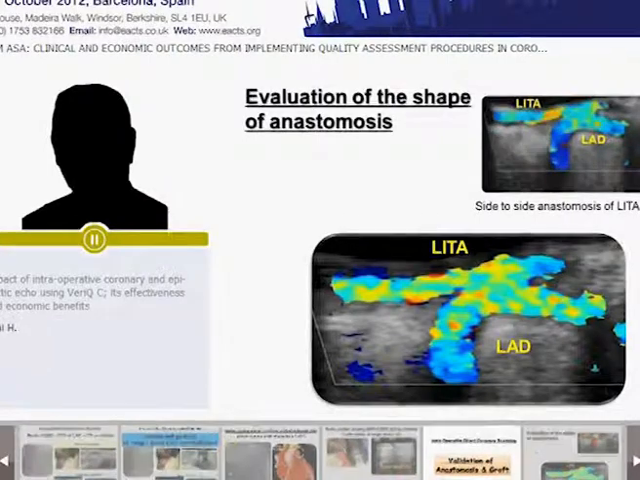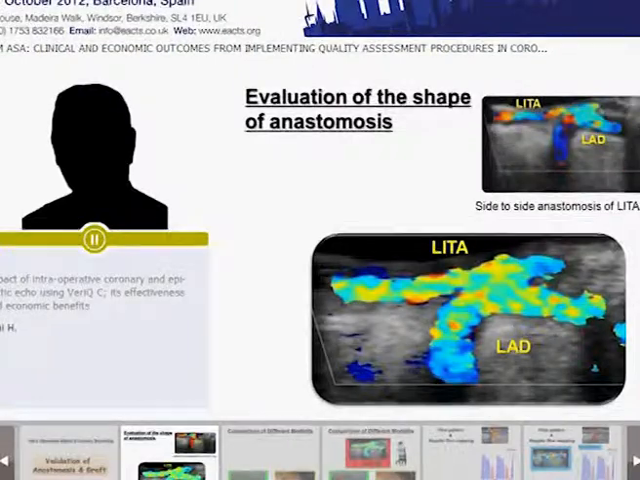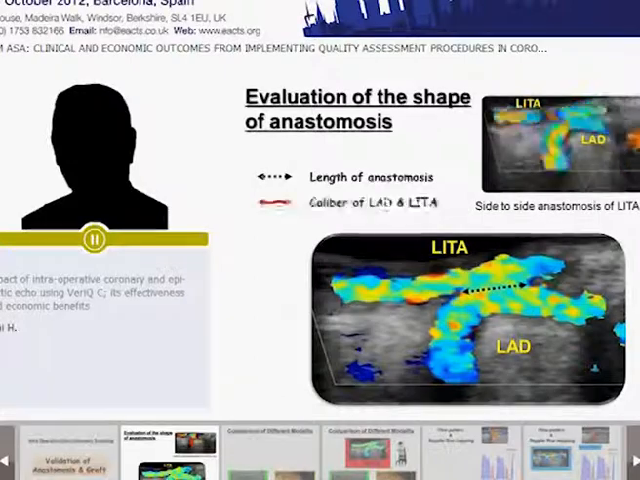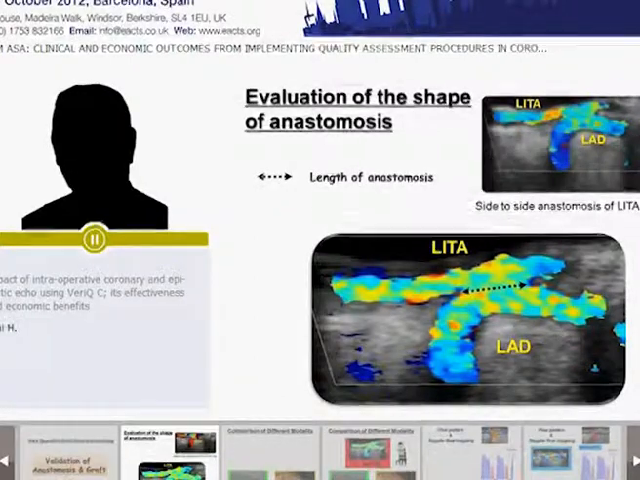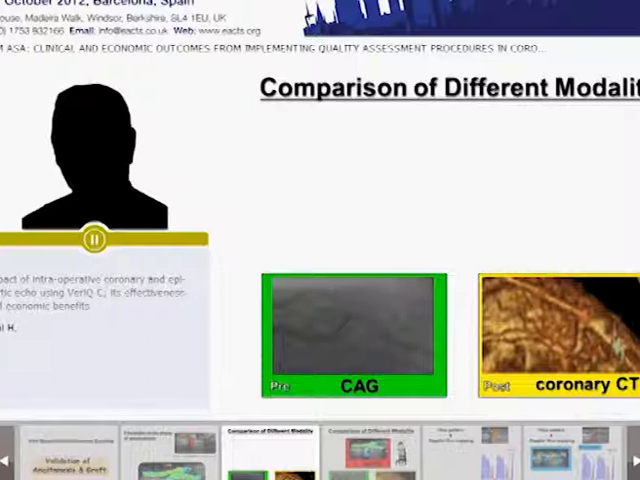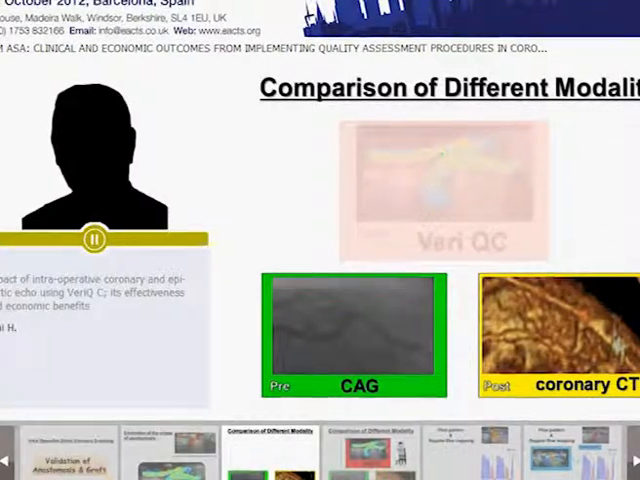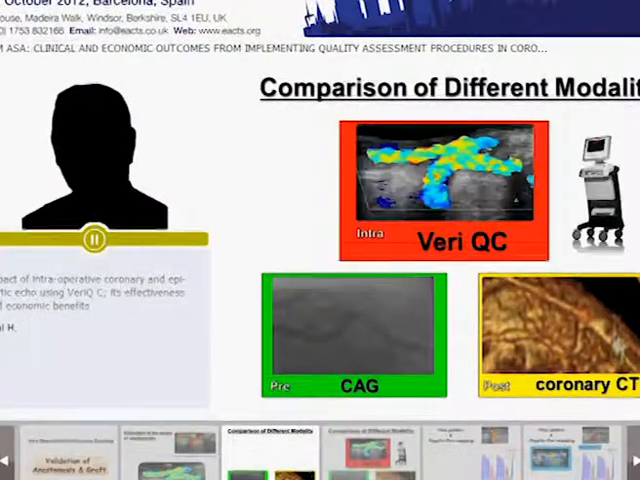Now, the validation of anastomosis and graft. This is a typical case of side-to-side anastomosis. I prefer side-to-side anastomosis of LITA to LAD, so you can measure the length of the anastomosis and the caliber of the LAD and LITA. If I compare with different modalities, VeriQ C provides a much better and more precise configuration of the anastomosis, which cannot be shown by coronary angiogram or coronary CT.